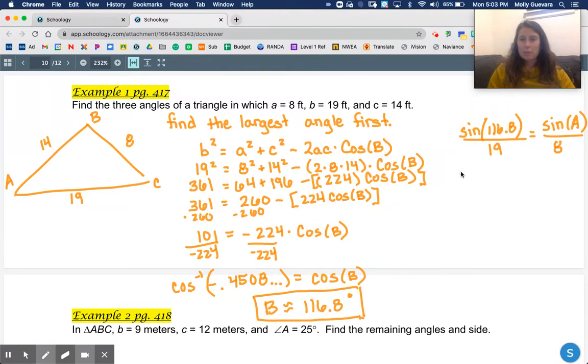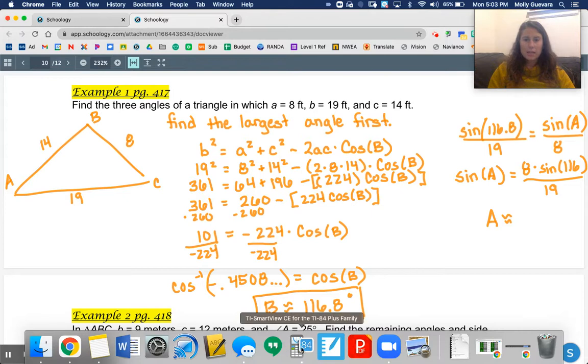And we cross multiply, and I get that sine of A is equal to 8 times the sine of 116 over 19. And then you take the sine inverse of that, and that will get me A. So this is what it's going to look like on my calculator.